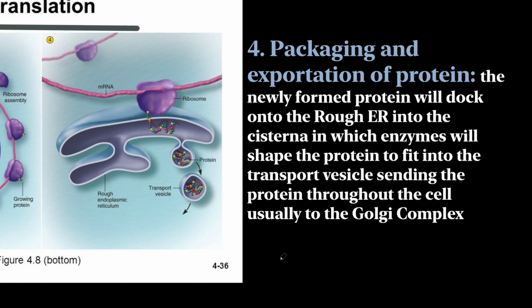So now we have come upon our fourth and final stage of translation. This is known as packaging and exportation of protein, and this is when our free protein docks at the rough endoplasmic reticulum. When it does, there are enzymes that fold this whole protein to fit in a transport vesicle, which is taken out to the Golgi complex, and the Golgi complex usually puts lipids in there and then sends it out of the cell.